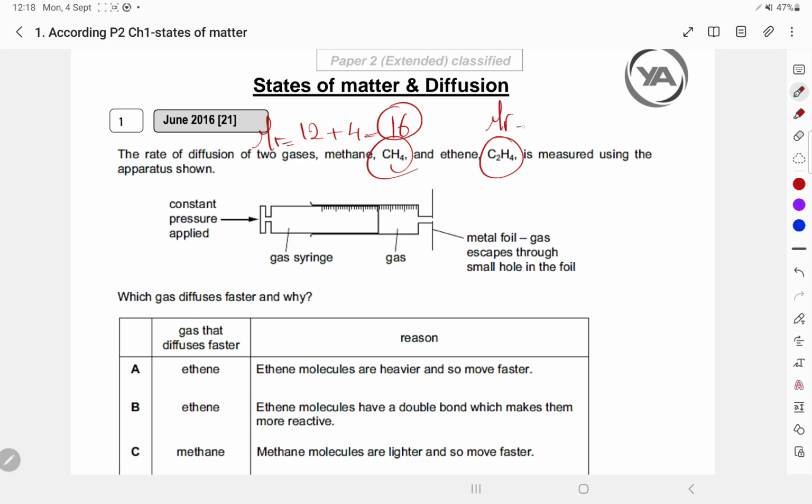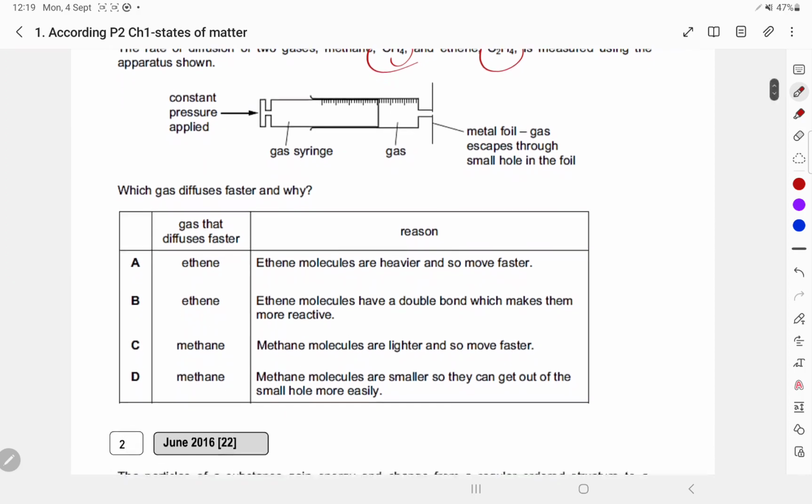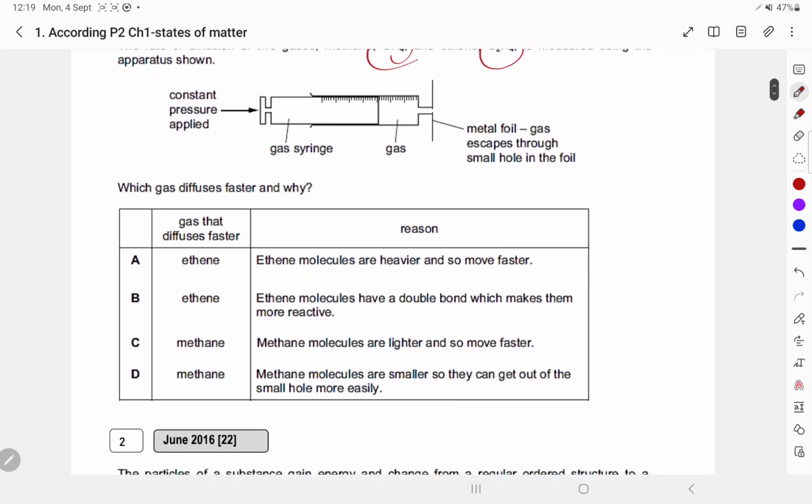The MR, the relative molecular mass of ethene, is 2 multiplied by 12 plus 4, so 28. Actually, the MR represents the heaviness, the mass of the molecule. So the one that will diffuse faster should be lighter. Its particles should be lighter. So the methane will diffuse faster. Why? Because its particles are lighter, so they will move faster. So the answer is C.